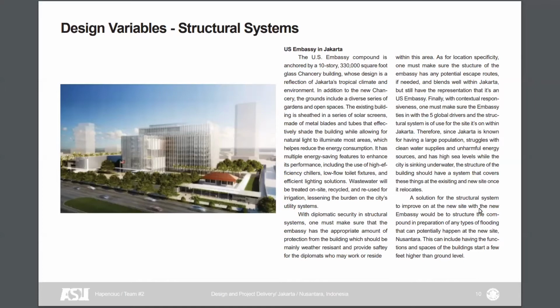And overall, based off of how it connects with the 5 global drivers, Jakarta is known for having a large population. It typically struggles with clean water and has not so great energy resources. So a solution that was put into the building, or something that could be prompted for the newer one, is to improve at least the structural systems when it comes to the weather, and particularly anything related to shading as well as any types of drought and or flooding.